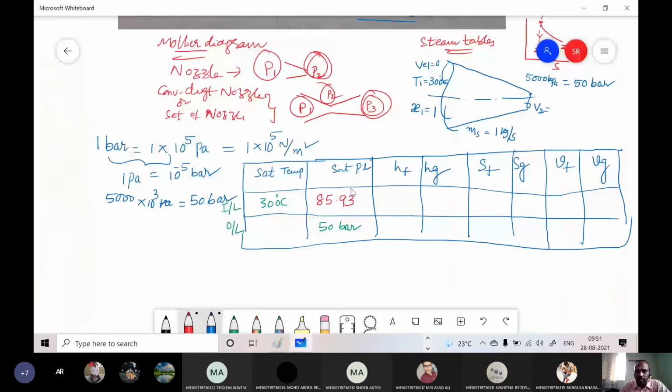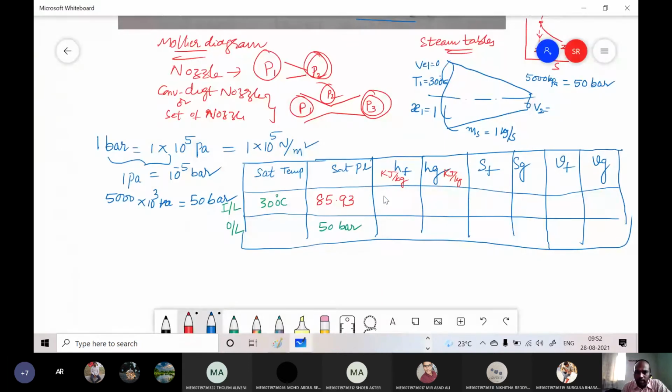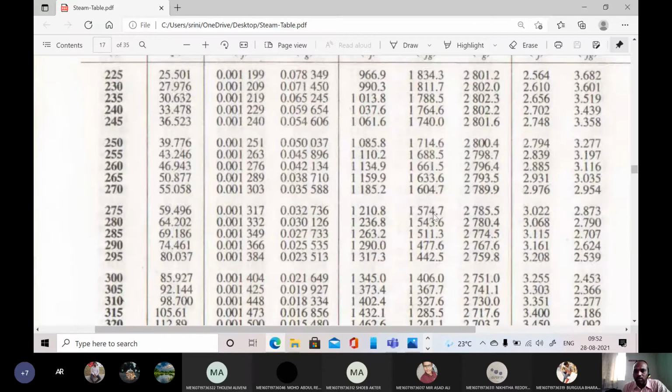Now tell me the corresponding row, HF. Enthalpy is in kilojoules per kg. At that corresponding 300 degrees centigrade, tell me the value. Enthalpy at 300 is 1345. Very good, that is fluid. For gas? 2751. You can see here, 2751. Then go to the entropy.